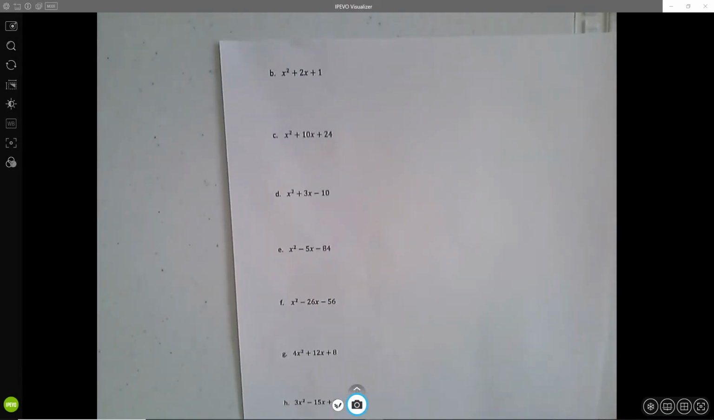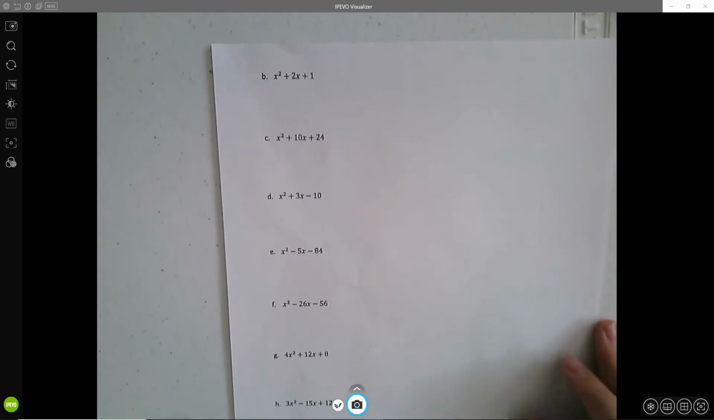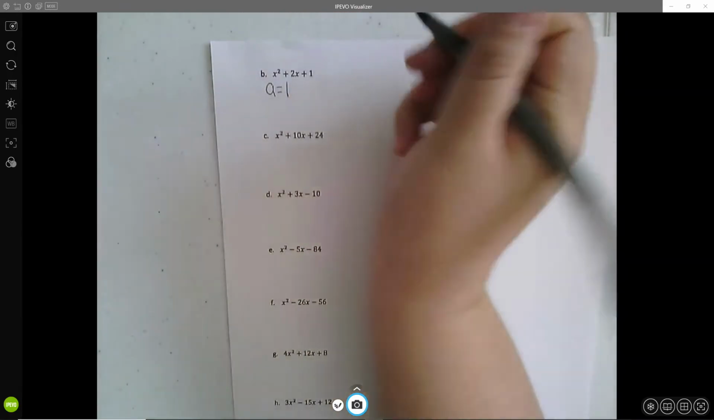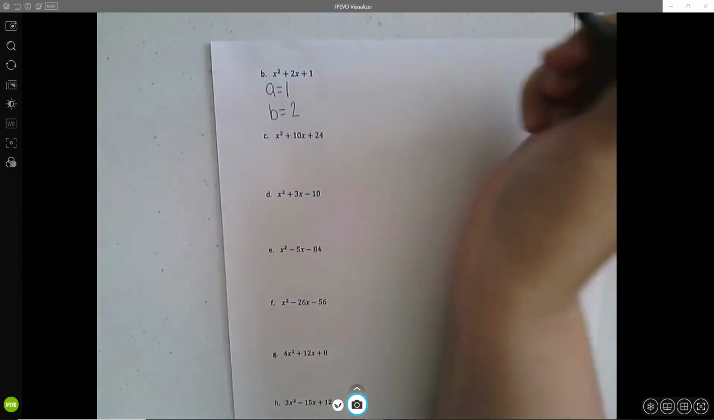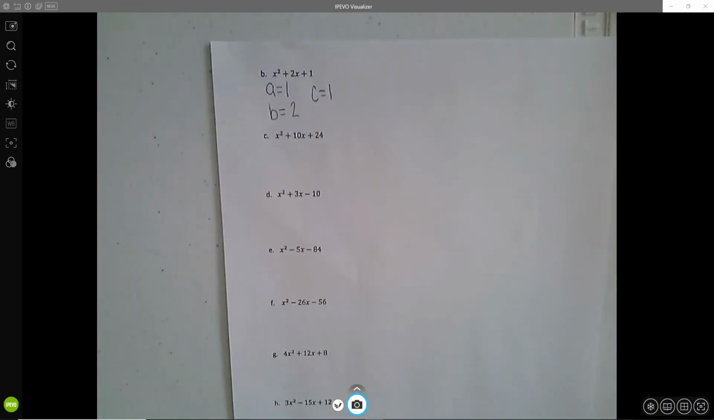Okay, looking here at the second one. Again, identify your A, your B, and your C value. In this case, A is what's in front of x squared, which is 1. B is what's in front of x, which is 2. C is what's at the end, which is 1.